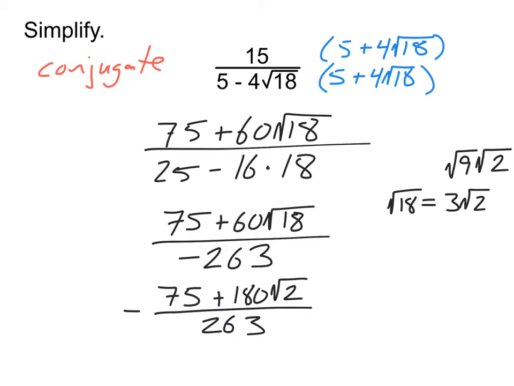In order for us to simplify this any further, I'd have to be able to divide 75, 180, and 263 all by the same number. Doesn't look like it. Nope. And so then, this one's done.